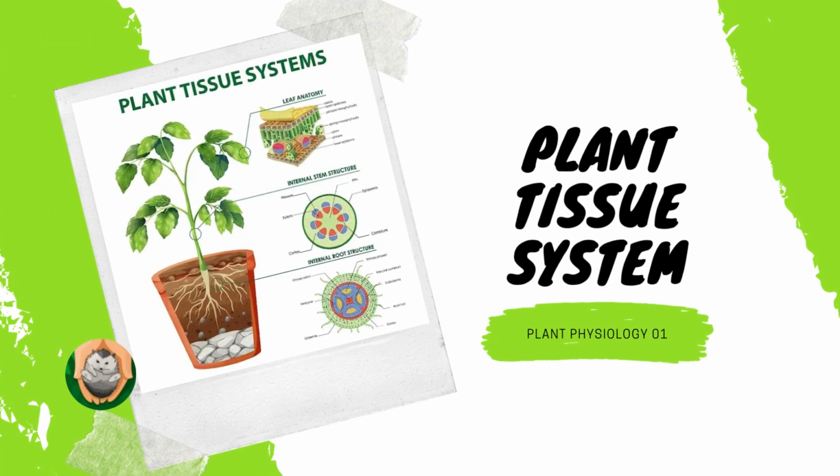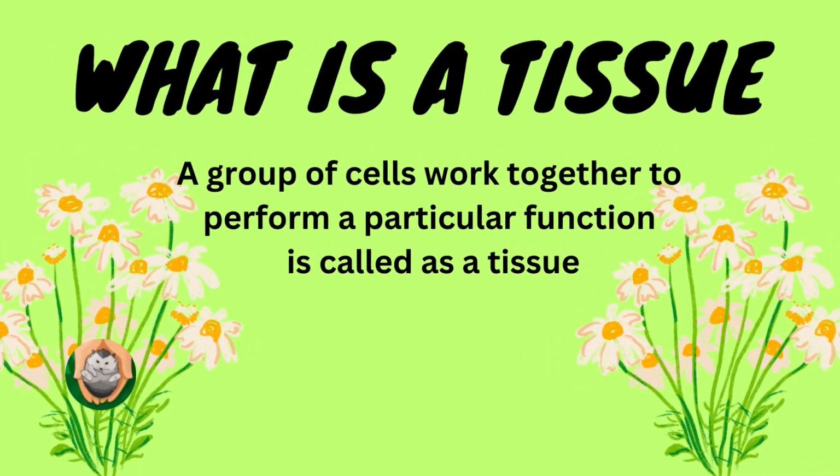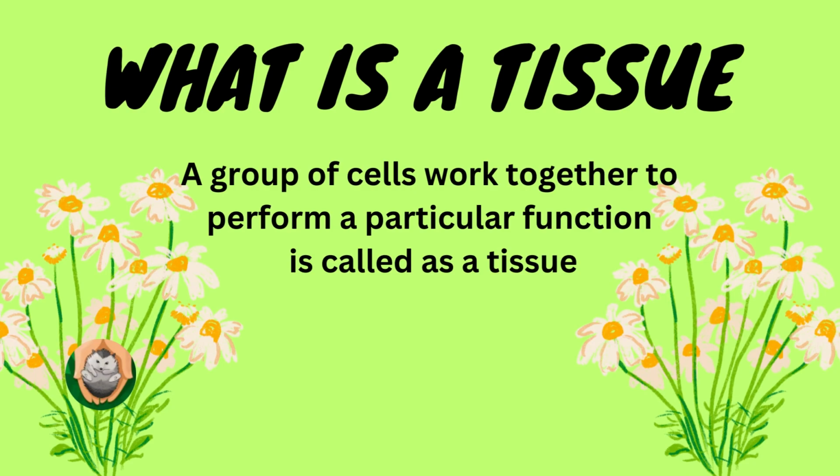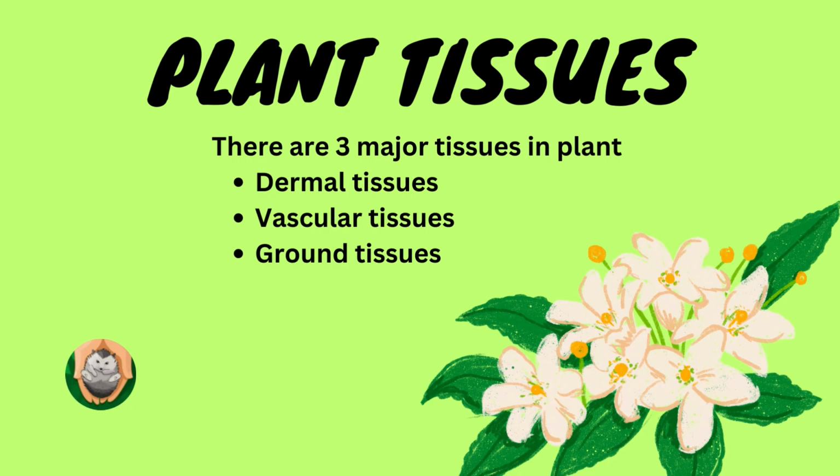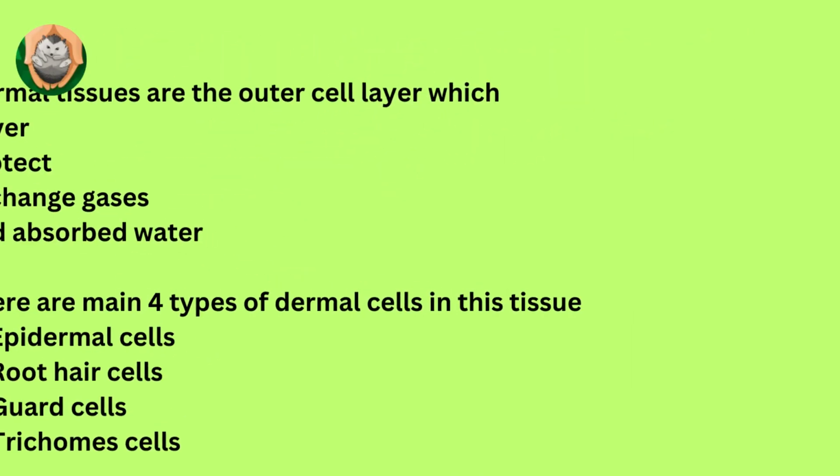Plant tissue system. Before jumping to learn about plant tissue systems, let's learn what a tissue is. A tissue is a group of cells that work together to perform a particular function. In plants, there are three major tissues. Those are dermal tissue, vascular tissue, and ground tissue.